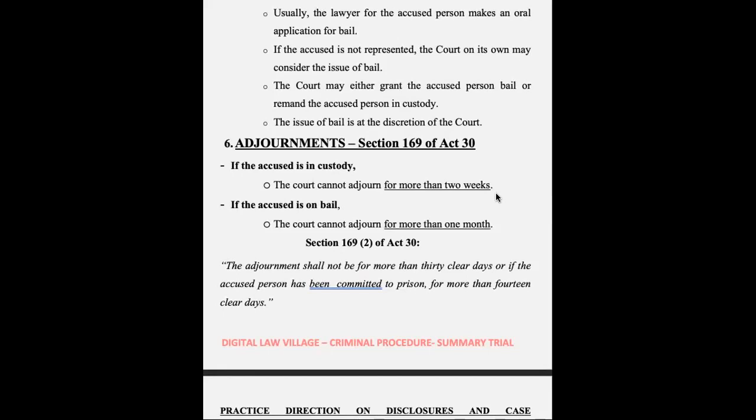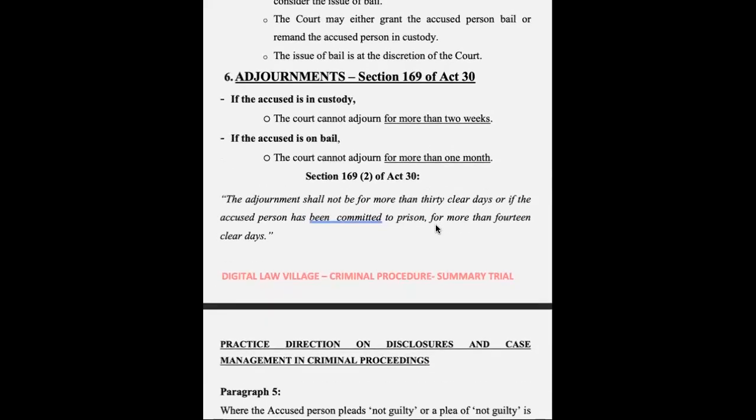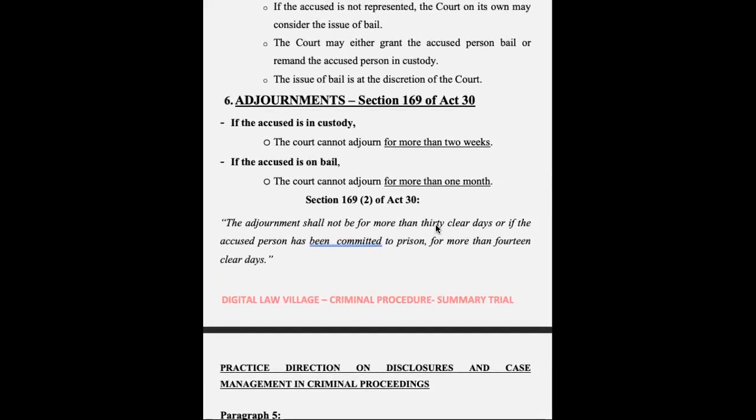But the act uses 30 days and 14 clear days. So if the accused person is in custody, the court cannot adjourn for more than 2 weeks. But if the accused is on bail, the court cannot adjourn for more than 1 month. That's section 169 of the Act 30.